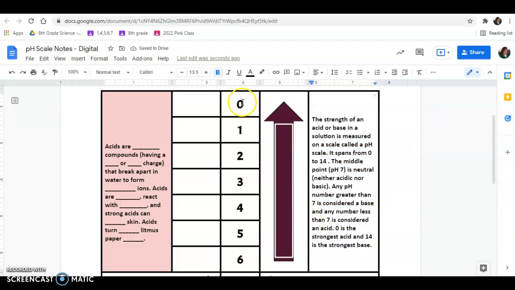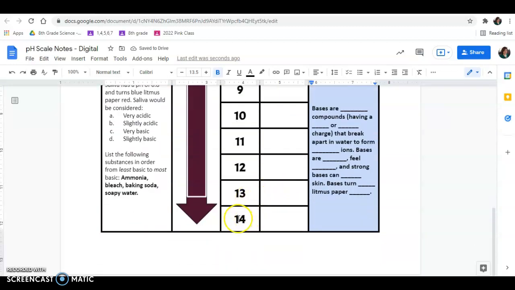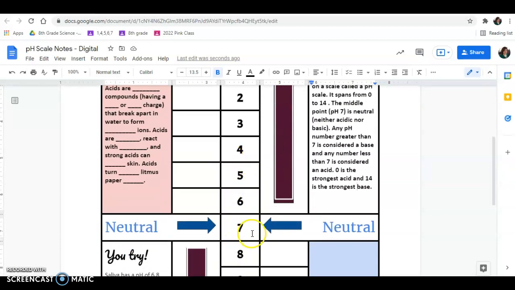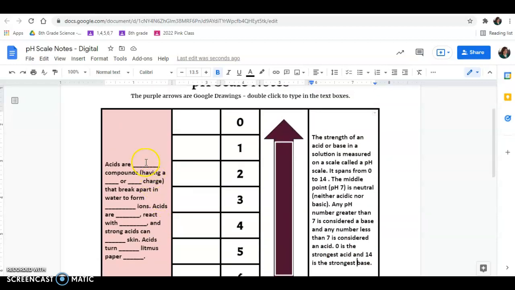So the extreme ends, 0 and 14, are the really, really strong things that can burn you, and the things that are more in the middle are very weak, and they are, in general, not going to be dangerous to your skin or your body. So we're going to cover the acid section first.